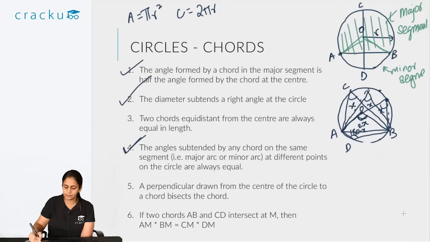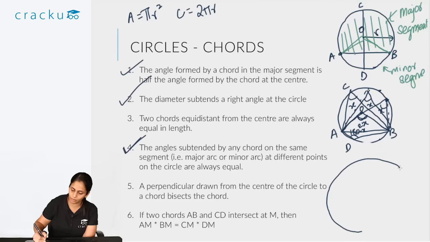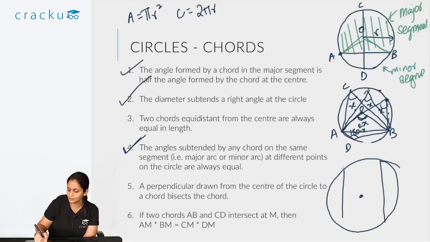So this says that two chords that are equidistant from the center of the circle are always equal in length. This, in fact, I can infer from similar triangles. So how can I infer from similar triangles? Suppose these are the two chords, that is AB and CD. Now what this says is that if they are equidistant from the center of the circle O, then they will be equal in length.